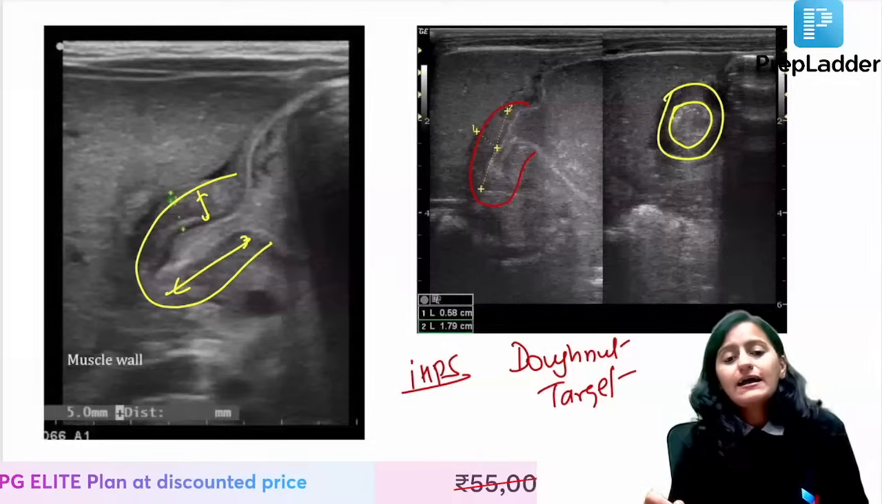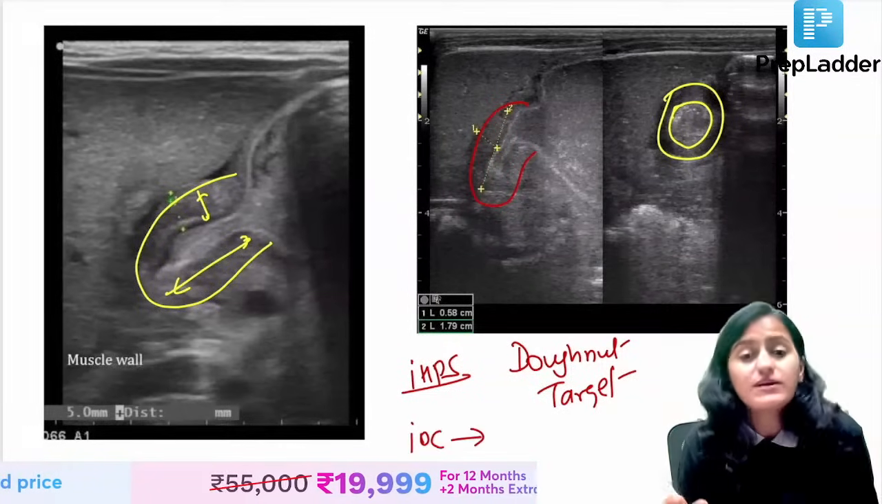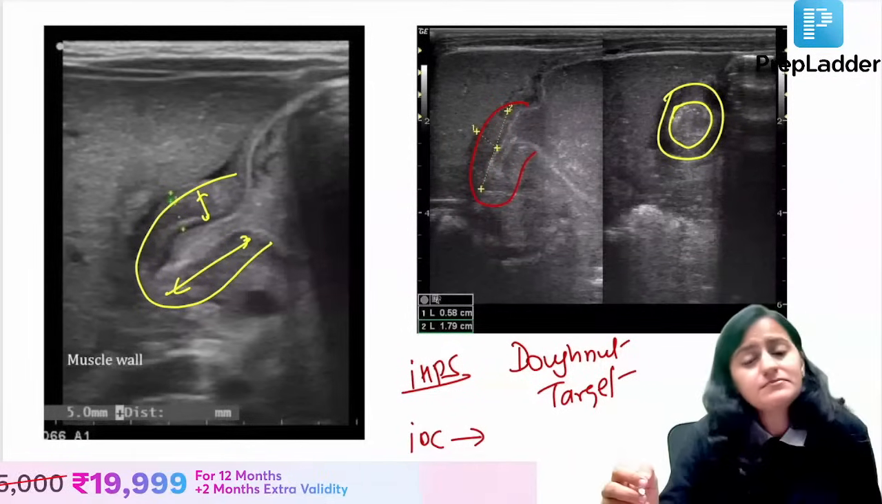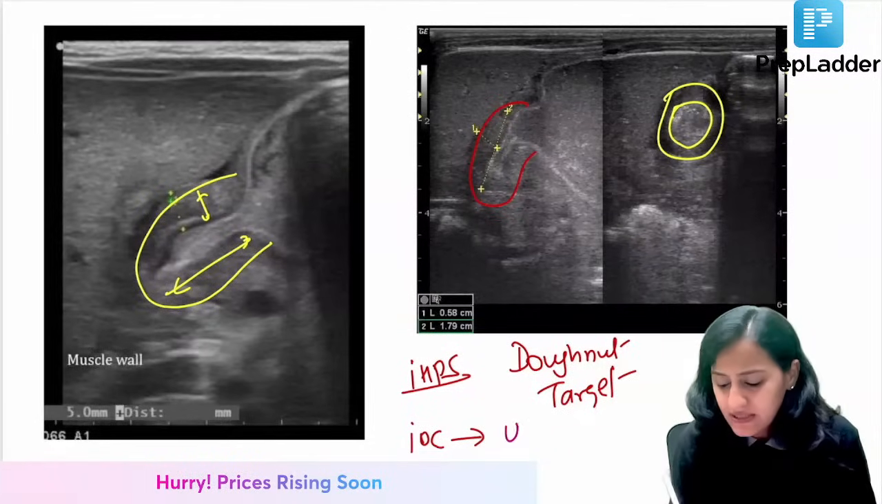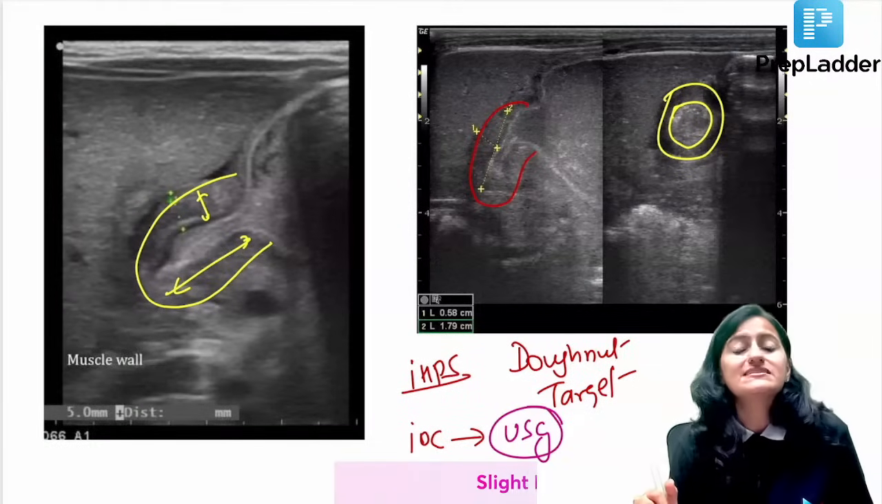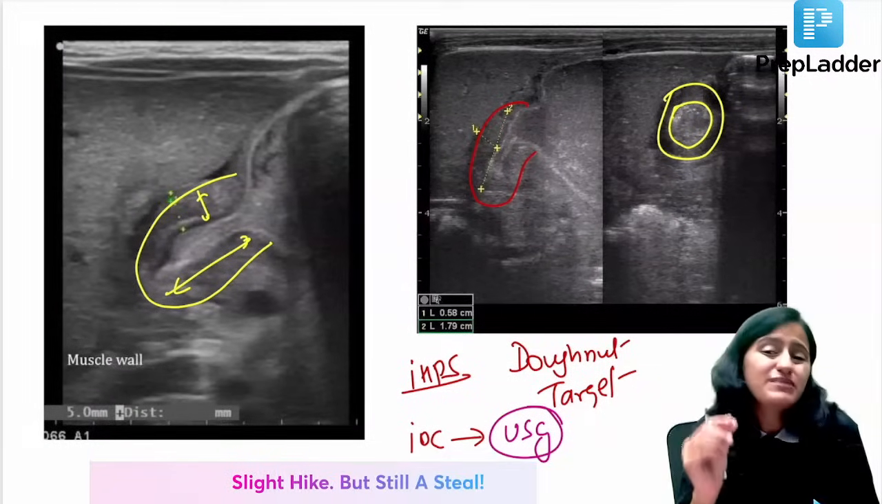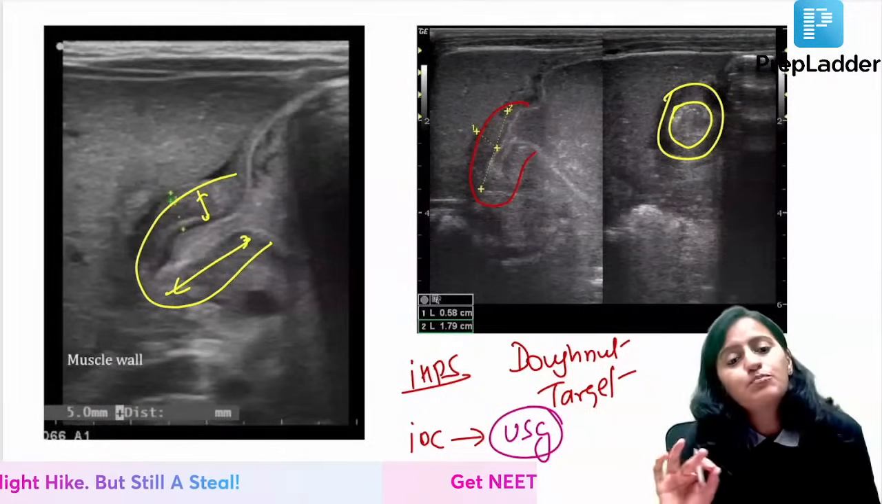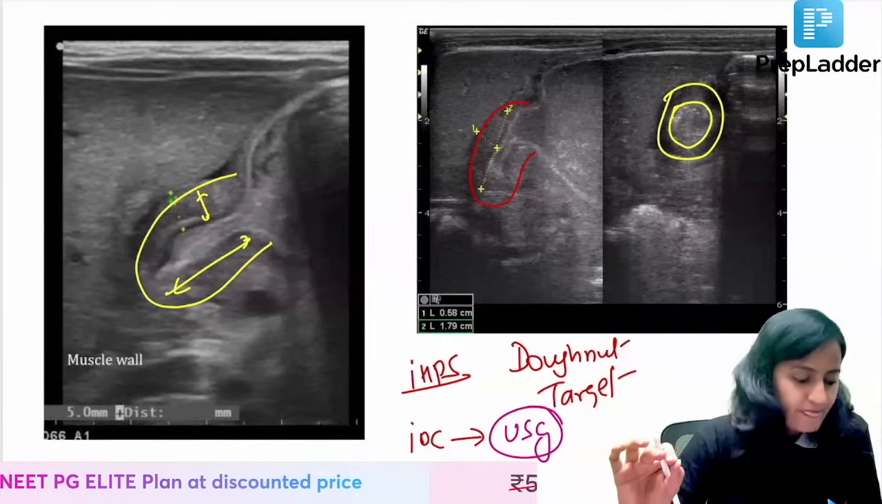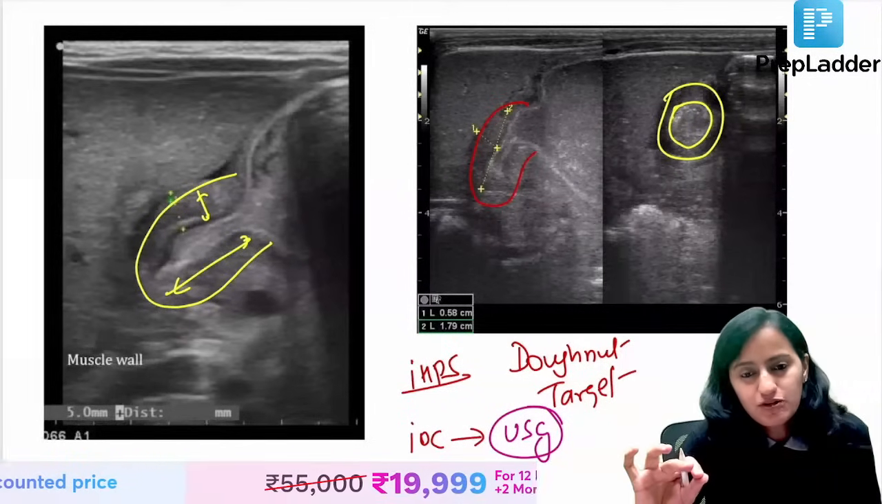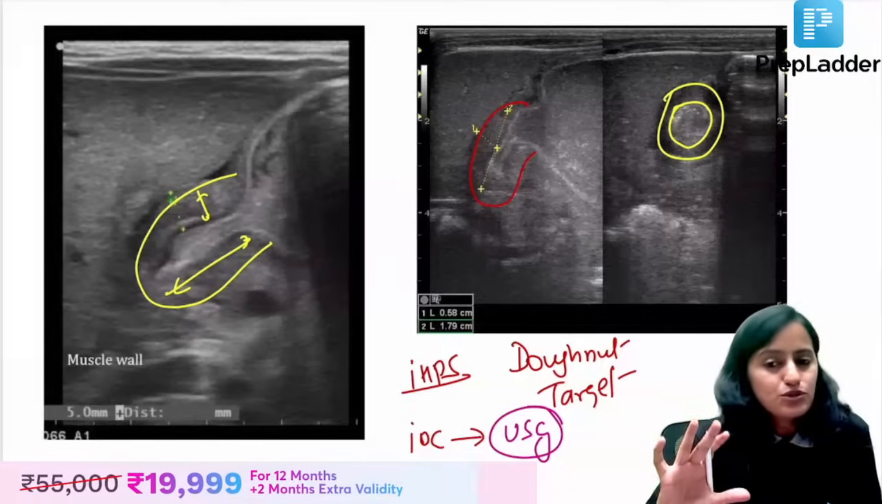Okay, and what is the investigation of choice for this condition? Very important question, one of the last year NEET PG exam questions. The investigation of choice is ultrasound. It helps you measure the muscle thickness. More than 4 mm, it is thickened. It is hypertrophic. Okay, so USG is the investigation of choice. You will see the target or the donut sign.